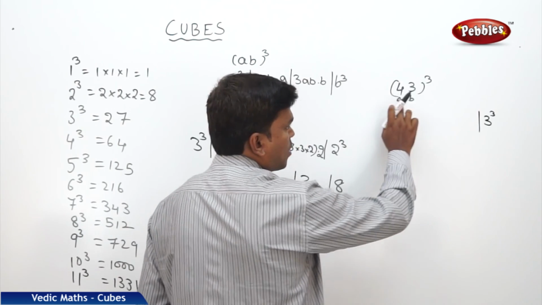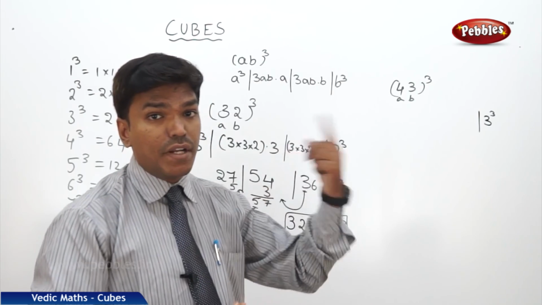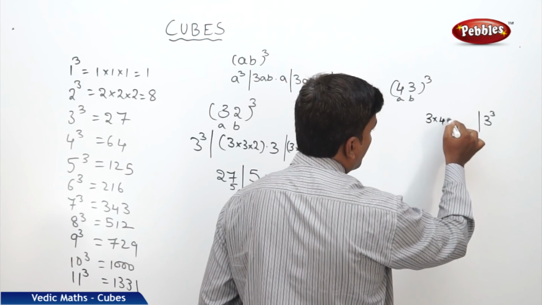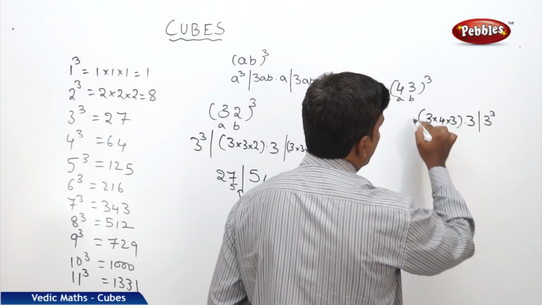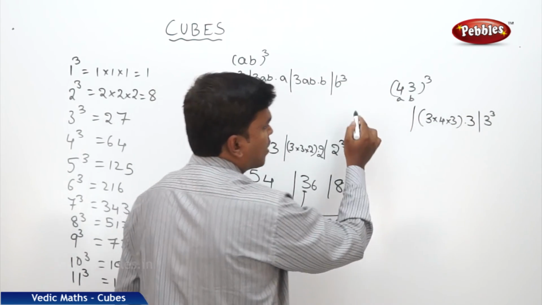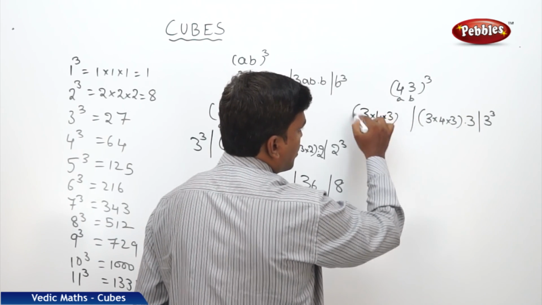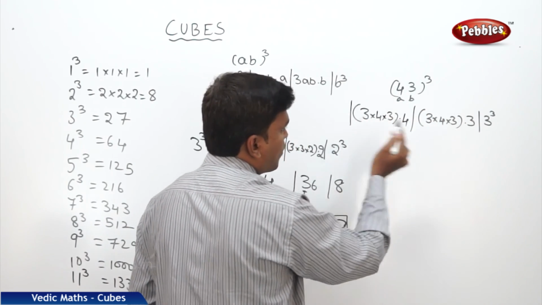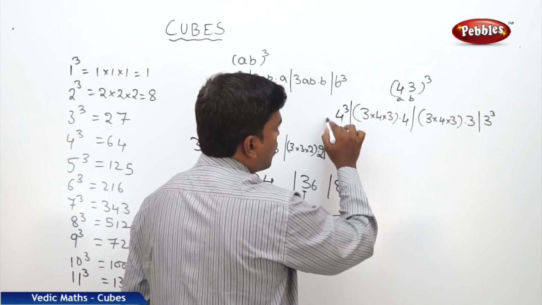Next, 3ab into B. What is the second step from the right side? 3ab into B. That means 3 into 4 into 3 into 3. Now what is the third step from the right? 3ab into A. That means 3, A means 4, B means 3 again, 3ab into A, that is 4. Finally, what is the last step? A cube. What is A in this one? 4. So 4 cube. Okay.